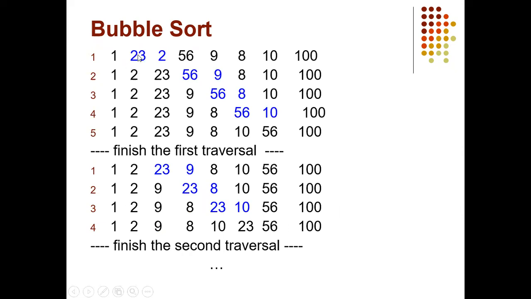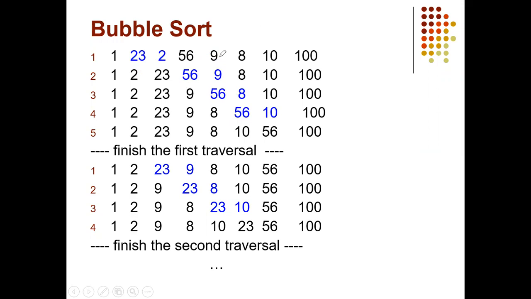So consider 1 and 23. 1 is the least, so there is no need of swapping. When you consider 23 and 2, there is need of a swap. So 2 and 23 swap. Next items 56 and 9, there is need of a swap. So 9 and 56.